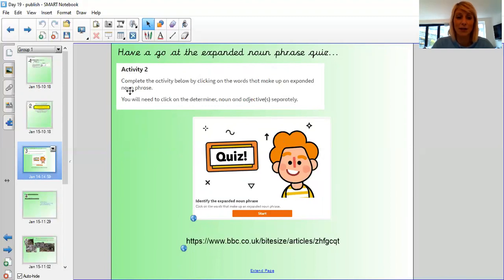So it's activity 2, and it says complete the activity below by clicking on the words that make up an expanded noun phrase. You will need to click on the determiner, the noun, and the adjective separately, okay? So for each one, there's usually 3 boxes. You need to click on 3 words, and it will tick boxes at the bottom, and then it will show you if you were incorrect or correct. So have a go at that now.